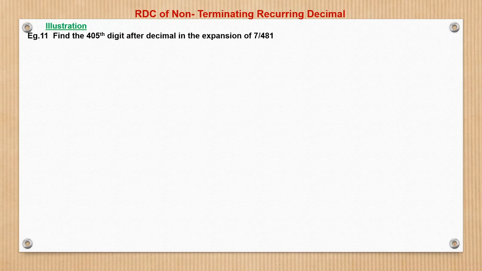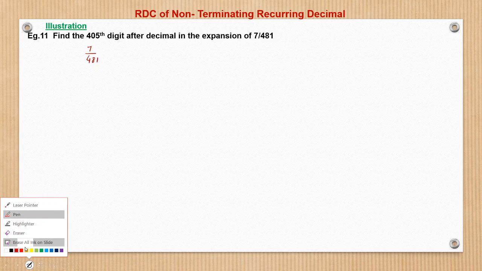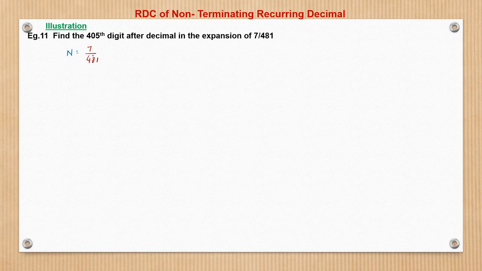So the question is: find the 405th digit after decimal in the expansion of 7 upon 481. So the number is 7 upon 481. So let us see here. Does 7 divide this? I think no. So now we'll have to check whether 481 is a prime number. How do we check the prime number? We take the square root of 481. This is something around 22, 23. 23 is more than this, so we'll check with all the prime numbers less than 22.